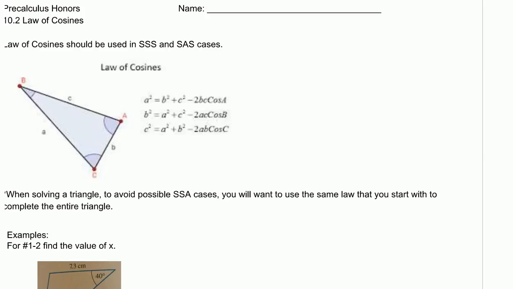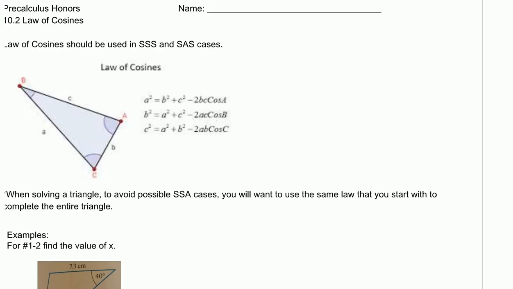Today we're going to talk about the law of cosines. The law of cosines is similar to the law of sines in that you use it to find missing sides or angles in non-right triangles. But the law of cosines should be used in side, side, side, and side angle side cases.